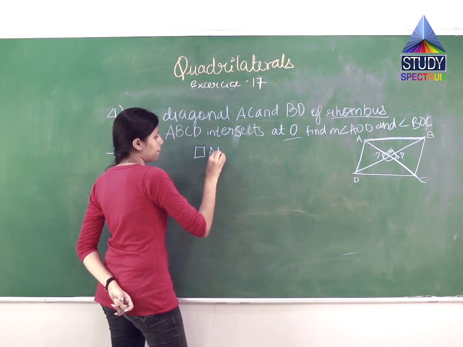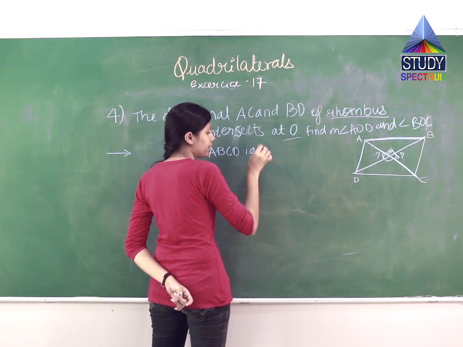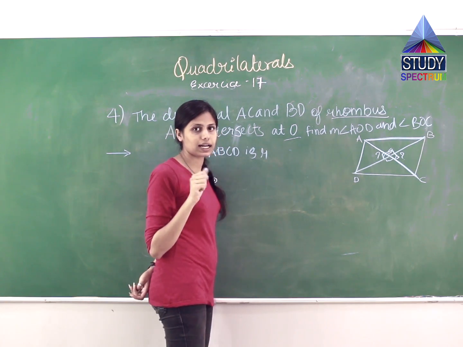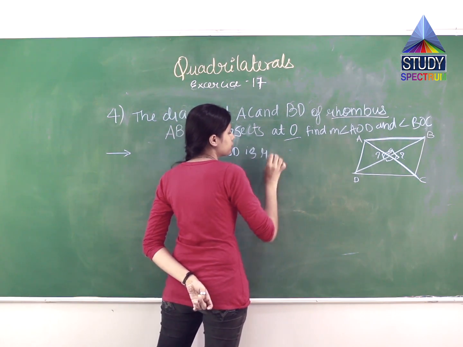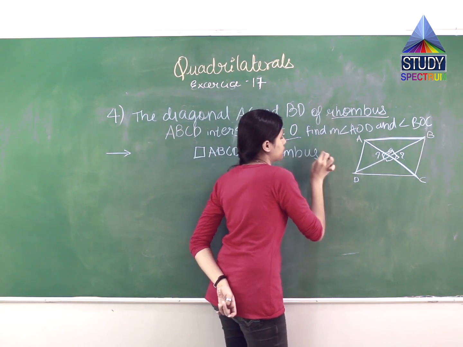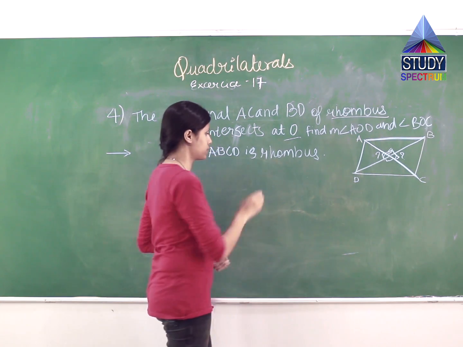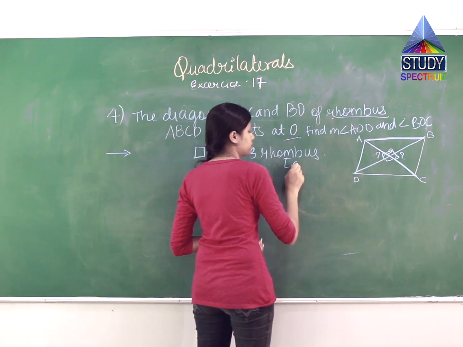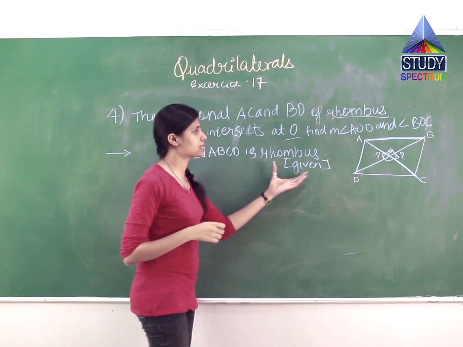Quadrilateral ABCD is a rhombus. First we have to write which type of quadrilateral it is. So it is a rhombus, and we have to mention that. Okay. So quadrilateral ABCD is a rhombus. Given. Okay. So this is given.